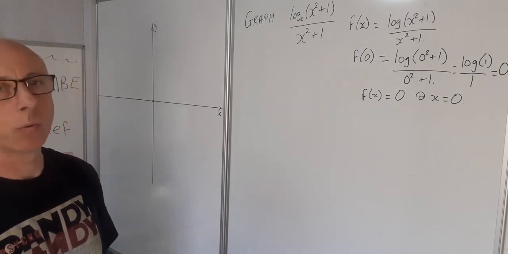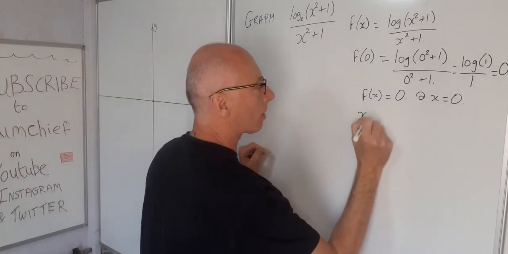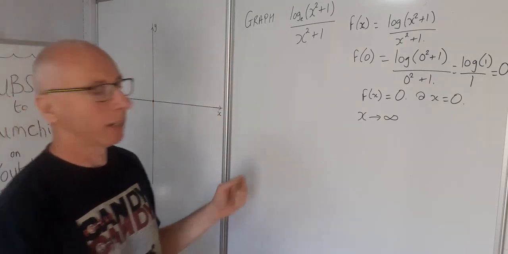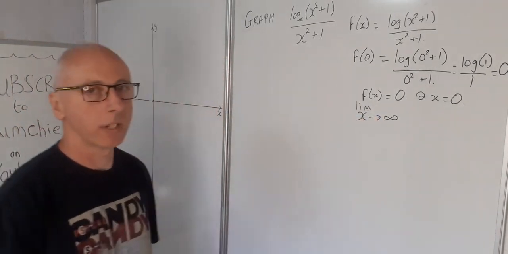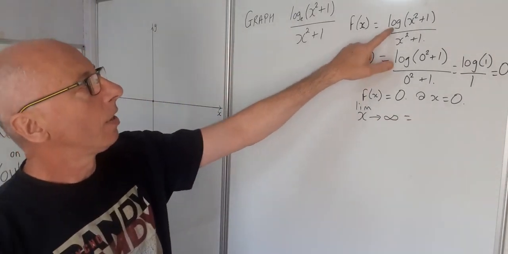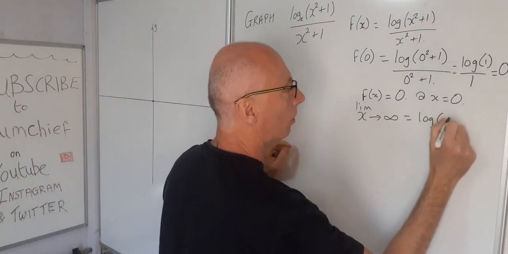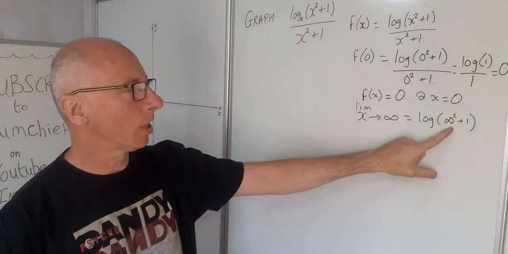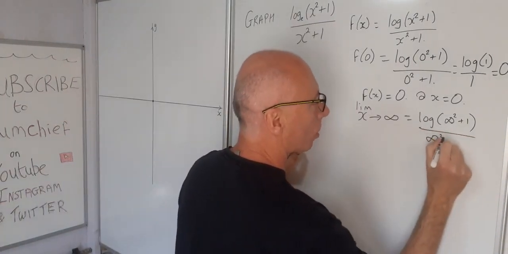Okay, now what about when x goes to infinity? So x approaches infinity, and what we want is the limit. So the limit as x approaches infinity. So we're going to have, plug infinity for x here, log of infinity squared plus 1. I know that's a little bit scruffy notation, but just so as we can see what's happening. And infinity squared plus 1.